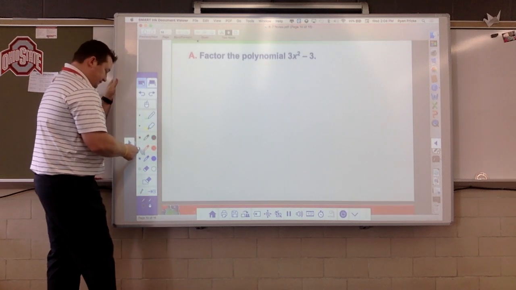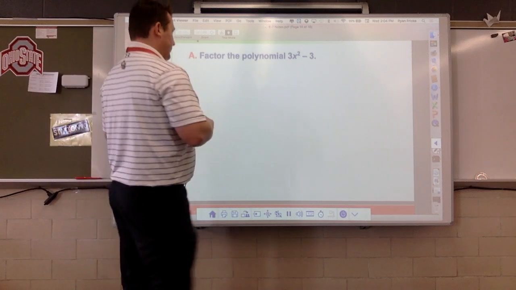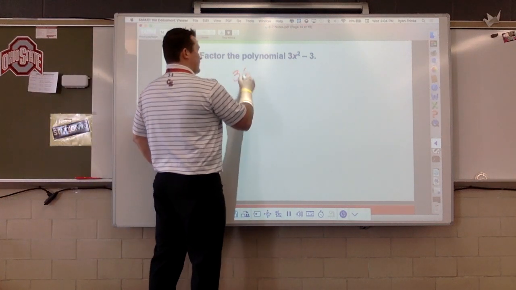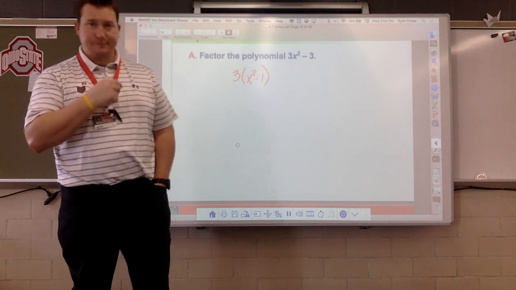Factor this one. Greatest common factor. What do you guys think? Yup, it's definitely a 3. So we're going to factor a 3 out. Should look like that. I believe we're all done.